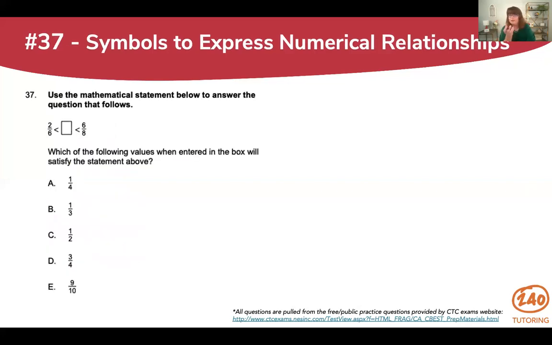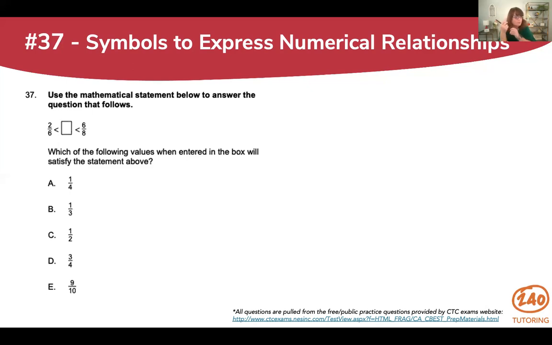Now this one, we don't have any whole numbers to look at. We're forced to look at the fractions. So this is number 37. It says use the mathematical statement below to answer the question that follows. 2/6 is greater than a missing variable, and that is less than 6/8. So we're looking for something that's between 2/6 and 6/8. It's got to be greater than 2/6, less than 6/8. And it says, which of the following values, when entered in the box, will satisfy the statement above?